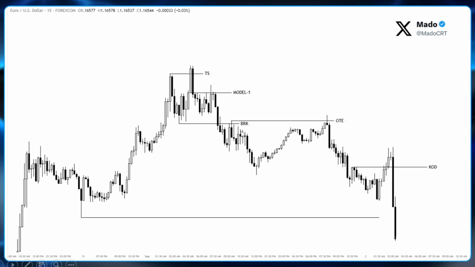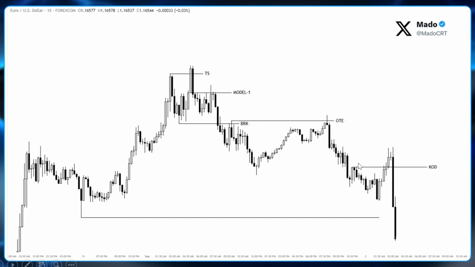After that, we move into the OTE phase, optimal trade entry. Here, price retraces to the 60% to 70% or 75% fib zone, aligning perfectly with the breaker block and order flow direction. This is where most continuation entries happen. Smart money refuels here before the next expansion.